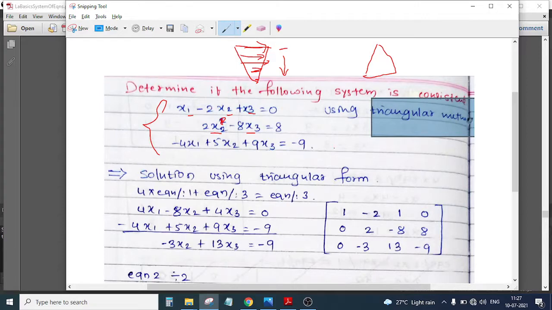We will be solving this system of equations with the help of the triangular method. That means either you rearrange them in such a fashion that you get this triangular form, or you solve the equations in such a way that you are using the triangular method.